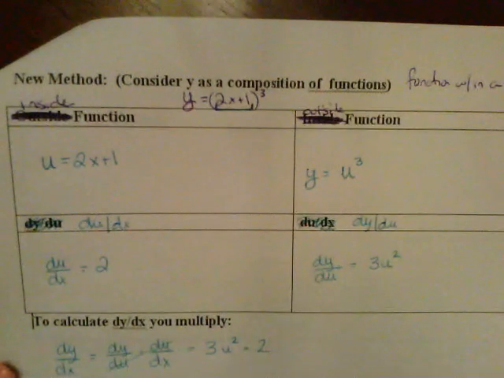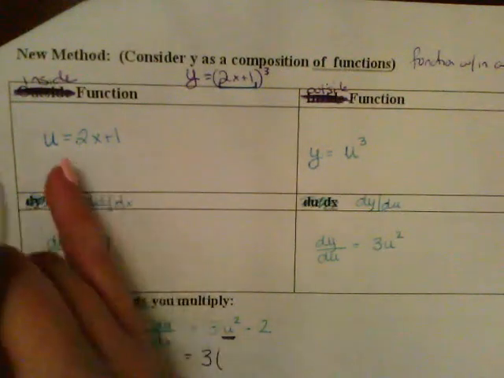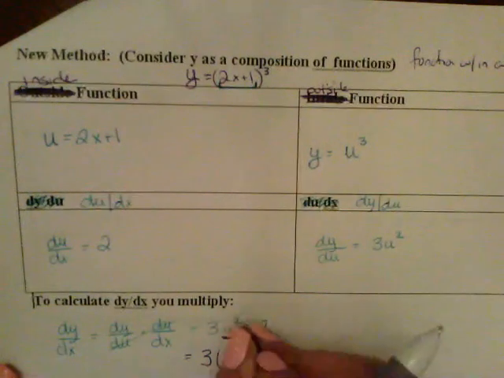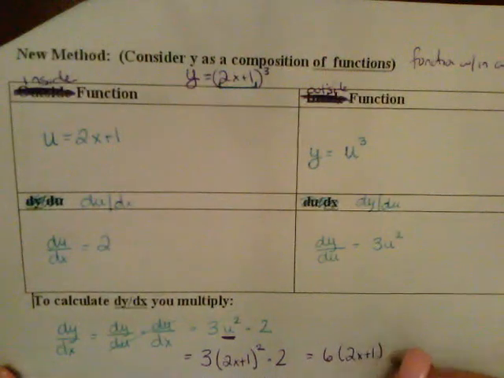Times 2. But there's one thing we have to remember: we are finding the derivative of y with respect to x, so we cannot leave this u as a u. We used it for a second just to help us figure out what our derivative is. So we just substitute back in. This is going to be 3, and what was our u again? Our u was 2x plus 1, squared, times 2. We clean this up, and we get 6 times (2x plus 1) squared.